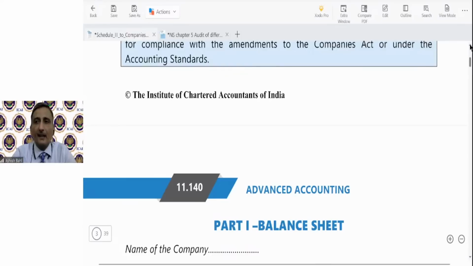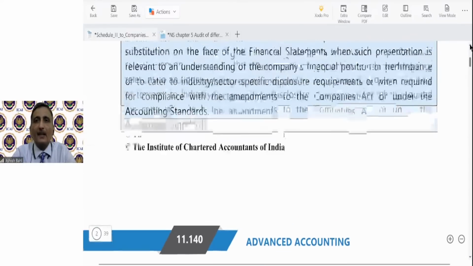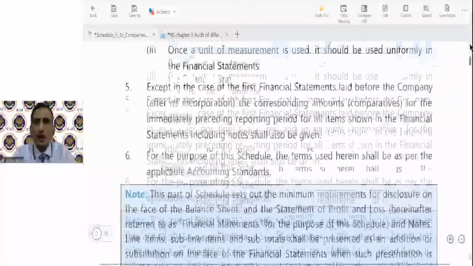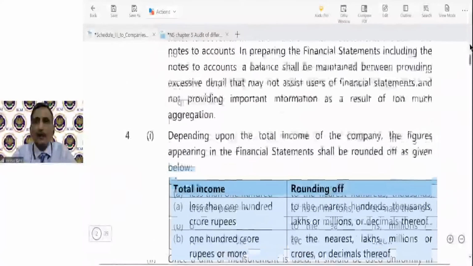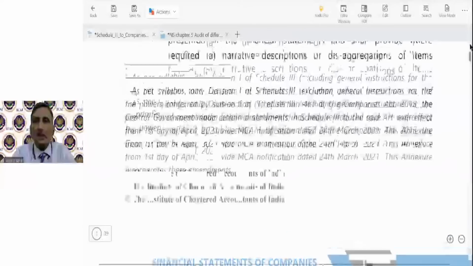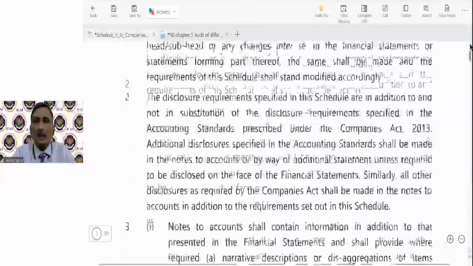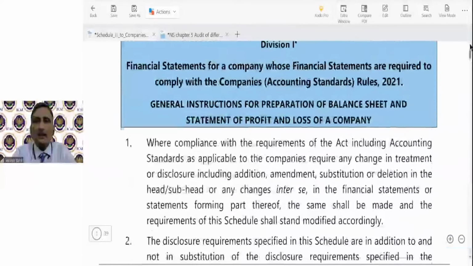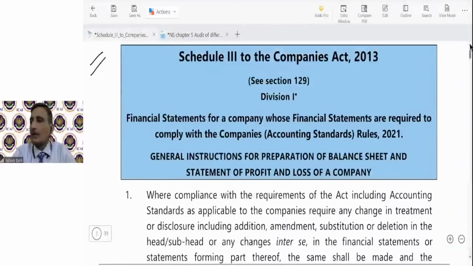So students, it would be a better strategy if you remember and learn the various requirements of Schedule 3 of the Companies Act Division 1. Schedule 3 of the Companies Act Division 1 is there in your Module 3. I have also uploaded this PDF file on the website.